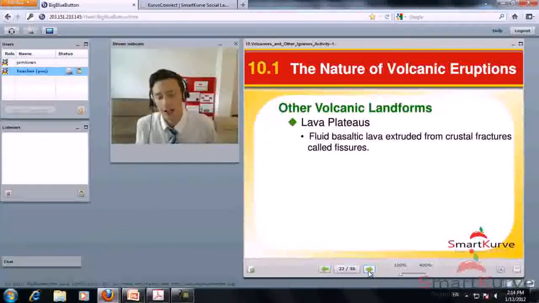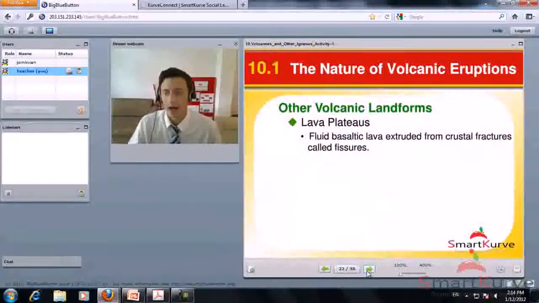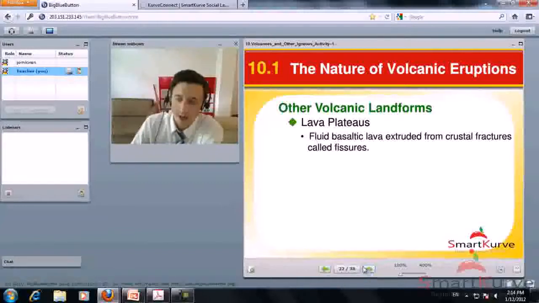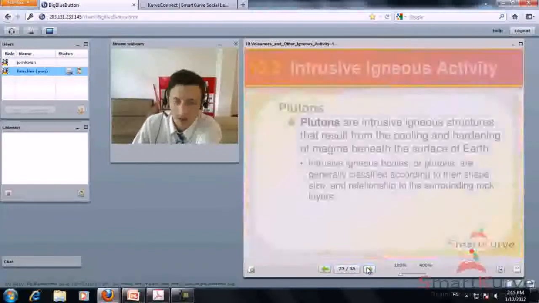Then lava plateaus, that's that very fluid, highly basaltic lava like you get with a shield volcano. The lava that's very fluid, so very low viscosity. Low viscosity, low silicate, like in a shield volcano, like at Mauna Kea in Hawaii. They form these flat plateaus. So fluid, basaltic lava extruded from crustal fractures called fissures.